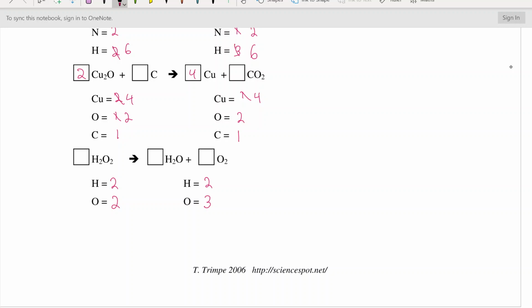Once again, noting that on the left side I have to have an even number of oxygen and hydrogen, so that means I should put an even number in front of my water molecule so that I can make sure I have an even number on the right side as well. So now I have a total of 4 oxygen and 4 hydrogen. And in order to balance that on the left side, I'm going to put another 2 in front of hydrogen peroxide. So I have 4 and 4, and now it is all balanced.